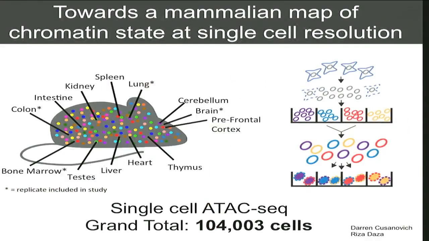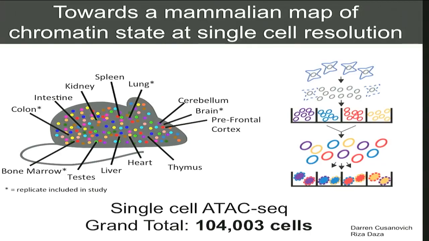And so our lab, and I know many others, have been working on single cell techniques. We've been trying to develop an atlas of chromatin state in the mouse. And so this is based on a single cell ATAC-seq protocol that we developed, and we're over 100,000 cells now.